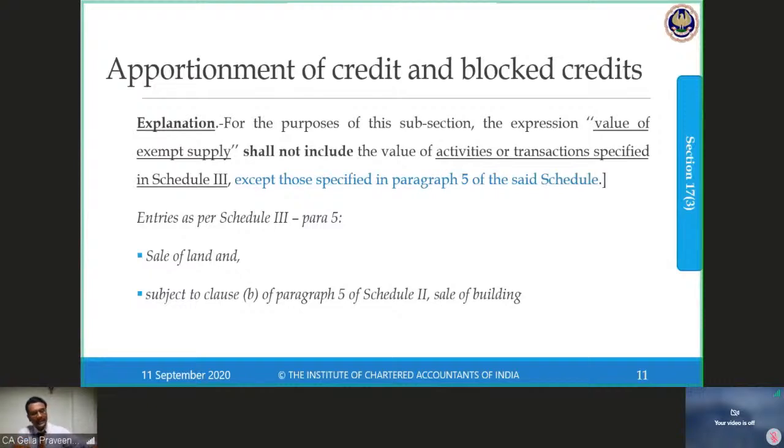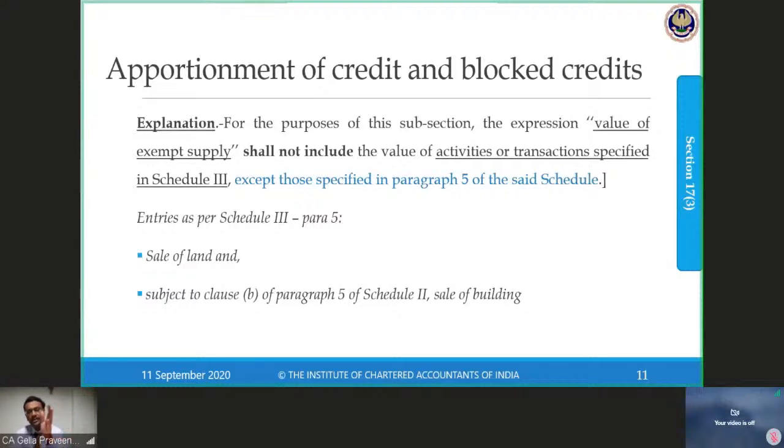For better clarity, I'll give an example. High sea sale. We all understand that there is a high sea sale. Before the goods land at the customer's frontier, I get into a contract, I transfer the title in the goods, and the bill of entry is filed by the recipient. I call that a high sea sale. Will it be covered under Schedule 3? Answer is yes. Because it is covered under Schedule 3, it will be out of my exempt supply.